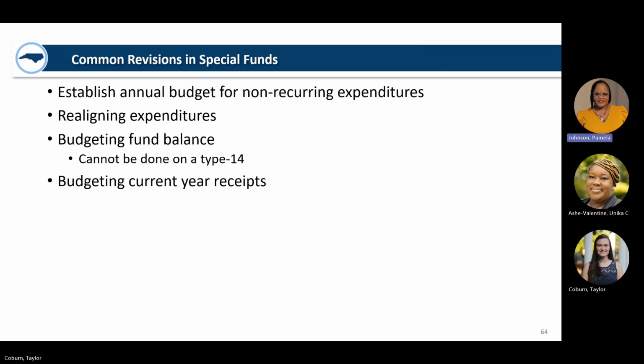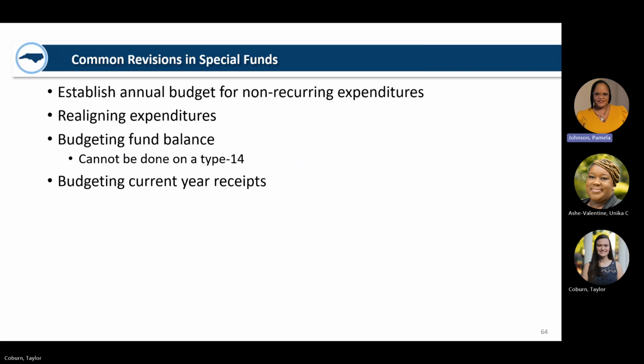A few common revisions that we usually see in special funds are establishing annual budget for non-recurrent expenditures. Some special funds do not have a recurring budget structure for various reasons. In those instances, an agency may need to establish their annual budget at the beginning of the year. This is often the case for special funds that aren't funded with recurring receipts. These revisions may budget positions or other operating expenditures. They may budget the full remaining balance of a fund or a portion of the remaining fund balance, depending on anticipated annual expenditures.